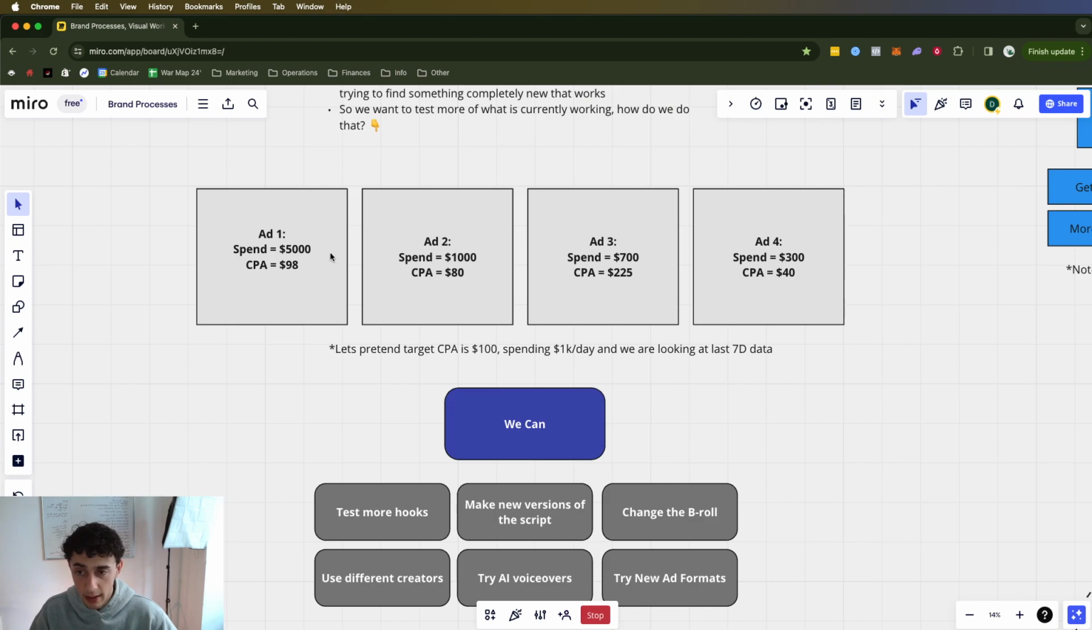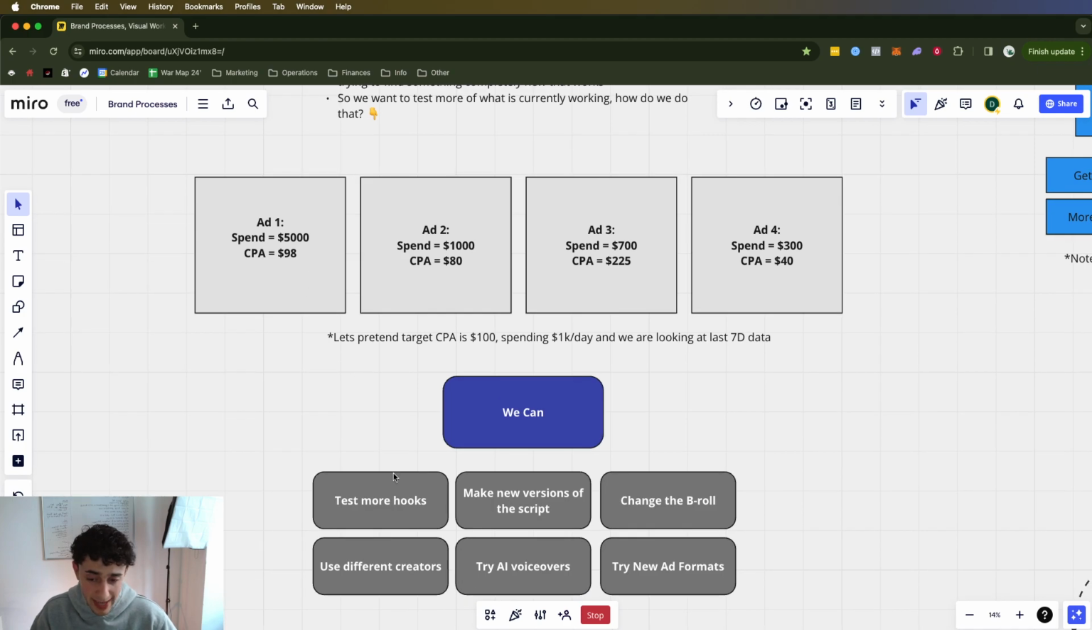So you could take ad 1, for example, that we want to improve the efficiency of, and we could test more hooks. We could create new versions of the script following the same angle. We could change the B-roll in the ad. We could give it to different creators and get different content with different types of people in the ad, different avatars. We can try an AI voiceover versus a human voiceover, or a human voiceover versus an AI voiceover. We could take the winning concept that's in a video and put it into a photo or a GIF, or we could make a minute-long ad versus a 30-second one versus a 15-second one.